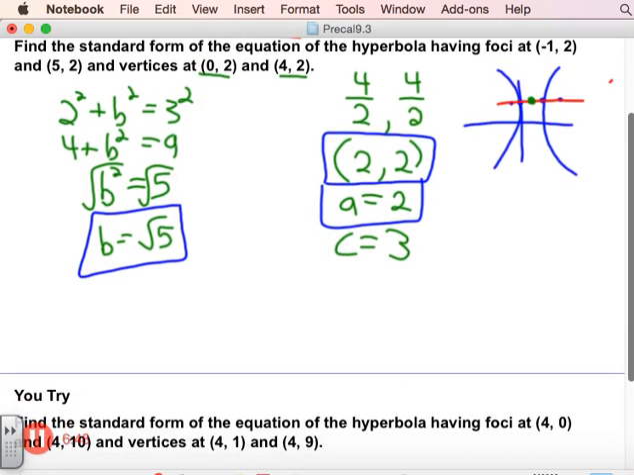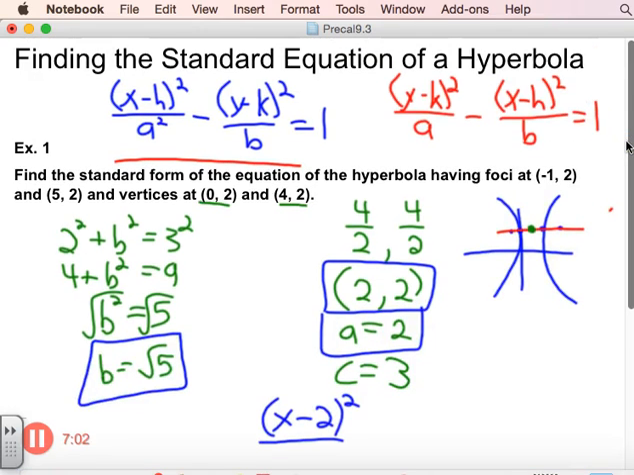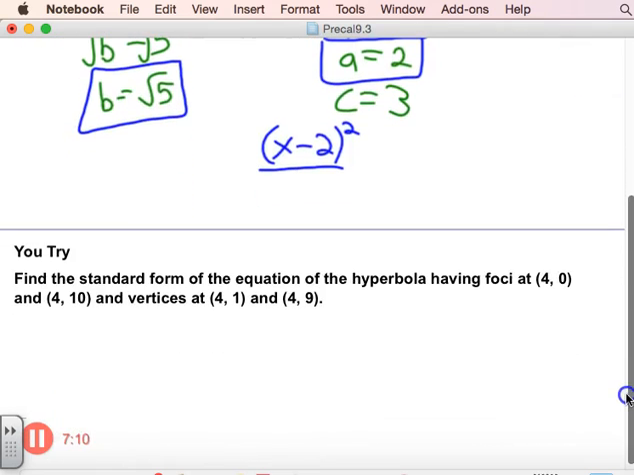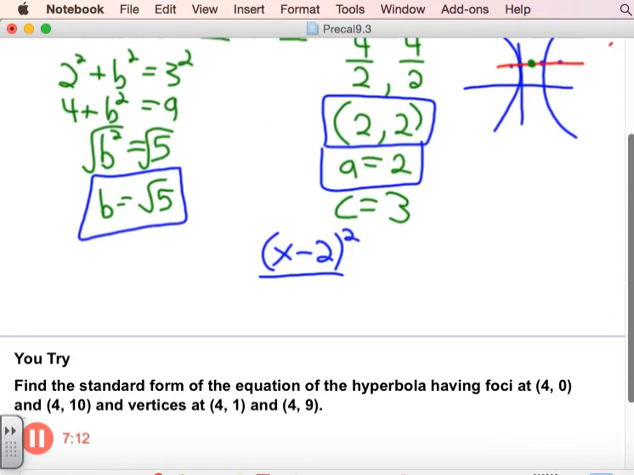All right, so our formula is going to be x minus h, which is 2, squared, over A squared, right? So did I say it was A? My fault. A squared and B squared. Just like ellipses. It's the same as ellipses, just there's a minus in there. That's my fault. So we've got A squared and B squared. So again, A was 2, so 2 squared is 4.